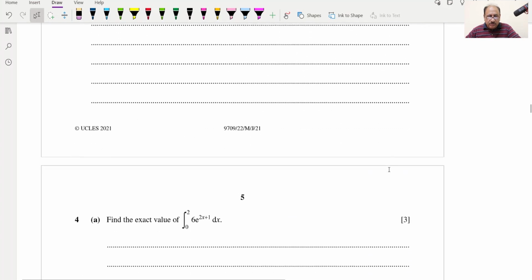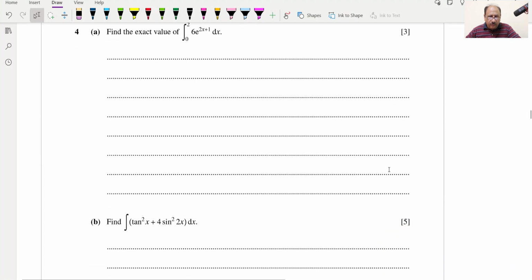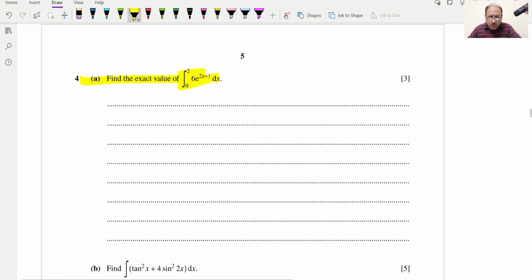Hopefully you understood each and everything. Now we can move to question number 4. Question number 4 says, find the exact value of this integral, limit is from 0 to 2, of 6 e raised to the power 2x plus 1 dx, and this is a 3 marks question. Easier question, we'll have to just integrate.